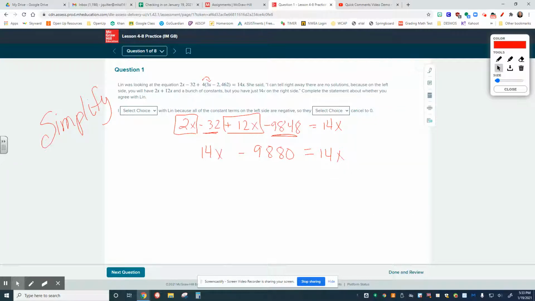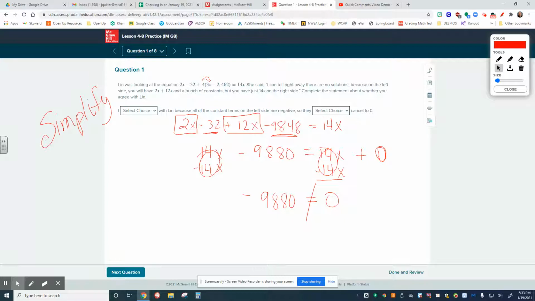Now that I'm simplified, we can take it a step further to find out, is this really no solution? What we're comparing, I see first off that the 14x, the coefficients of x, are the exact same, but there are no constants that are the same. This one is effectively plus 0 on this side. And so when I subtract the 14 times x, to eliminate it from one side, I end up eliminating it from both sides, leaving the statement as negative 9,880 is equal to 0. That is 100% false.